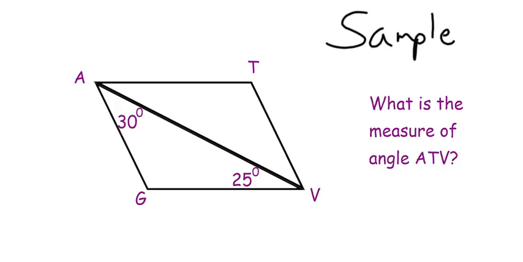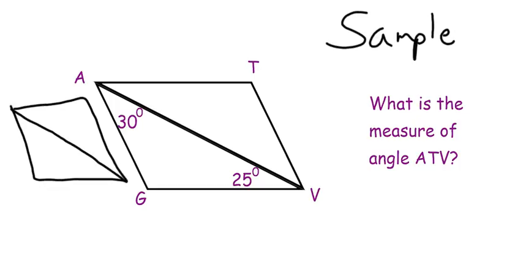We have a triangle AGV, and we have triangle ATV. So we have these two triangles. And last hint, we start with this shape that really just gets divided in half. Because it gets divided in half, we would say that this triangle is congruent to this triangle.